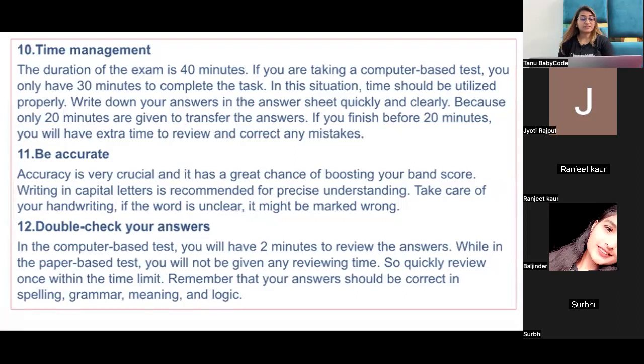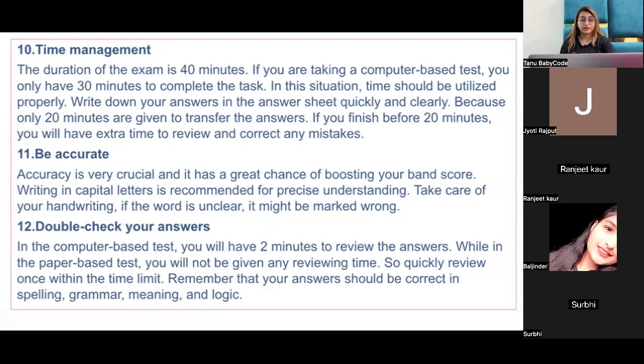Accuracy is very crucial. So it has a great chance कि आपका score जो है वो boost हो सकता है. So write in capital letters so that the examiner can understand it properly, right? Take care of your handwriting also. अगर आपके words clear नहीं हैं, unclear है, तो maybe it will be marked wrong because the examiner won't be able to understand कि आपने क्या लिखा, right? Double check your answers. अपने answers को double check करो.